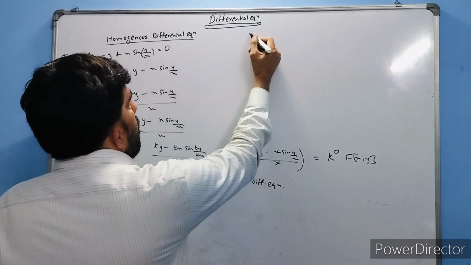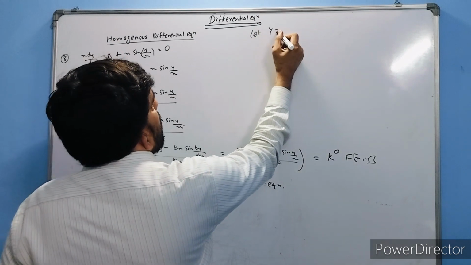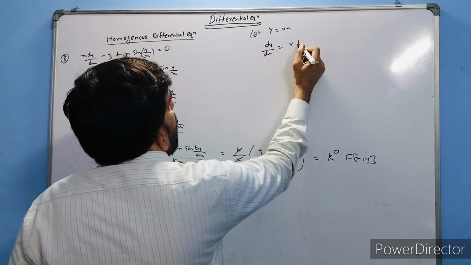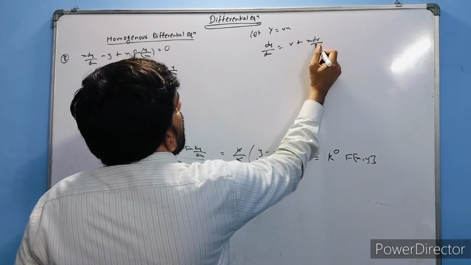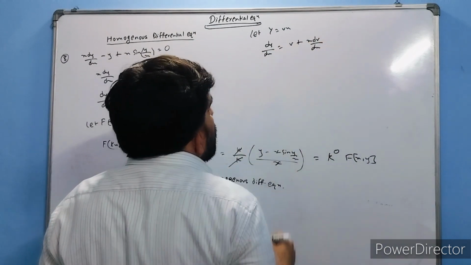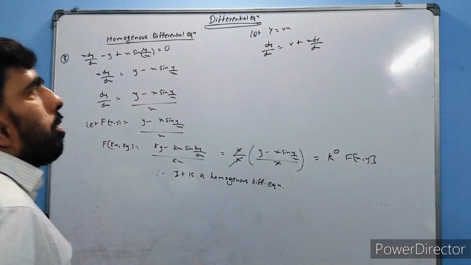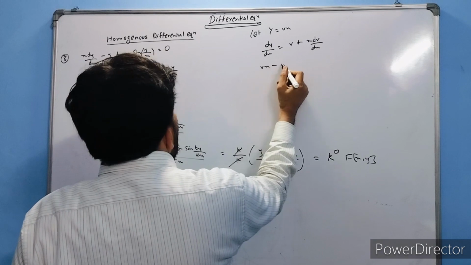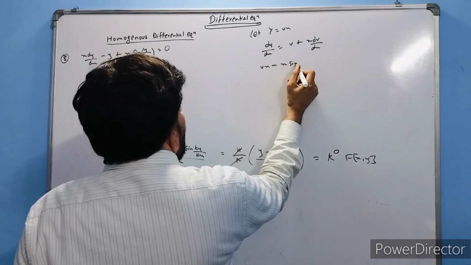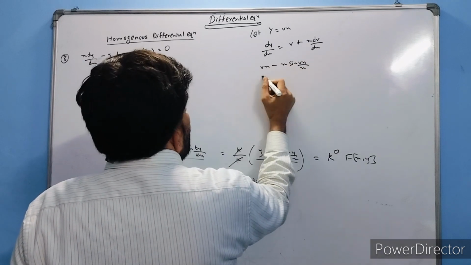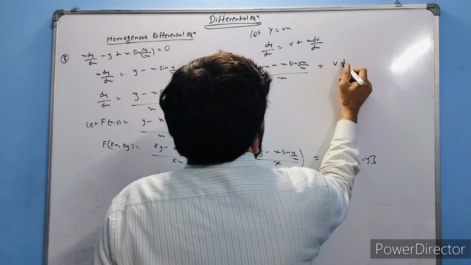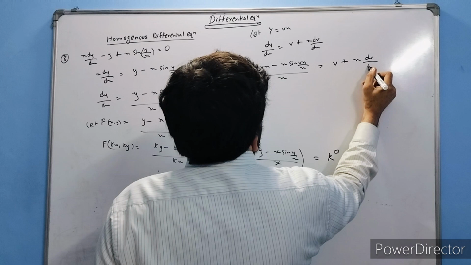Now let us try to solve. Let y = vx, so dy/dx = v + x dv/dx. We'll try to solve it by the uv differentiation method. Now what is dy/dx? We'll put (vx - x sin(vx/x))/x = v + x dv/dx.